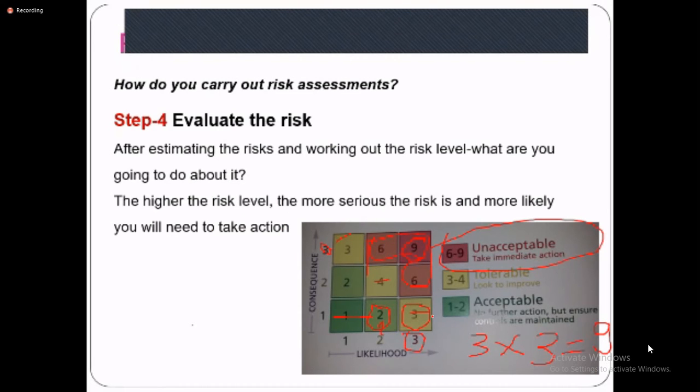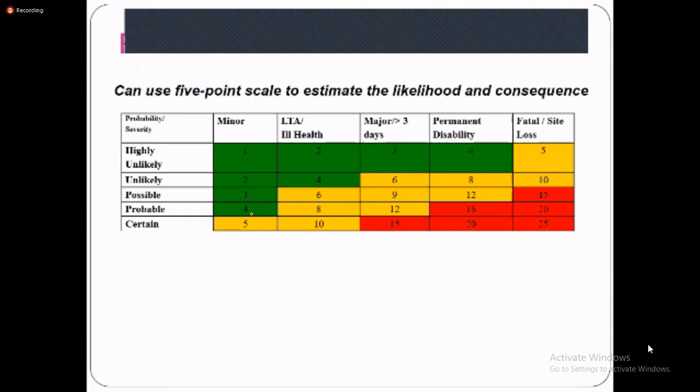In a 3 by 3 matrix, consequence is 1, 2, and 3. If you say fatal, or serious, then this is low. But where do you put permanent disability or lost time injuries? There's no section to put them, right? If you go to the 5 by 5 matrix, you have more clarity on that.